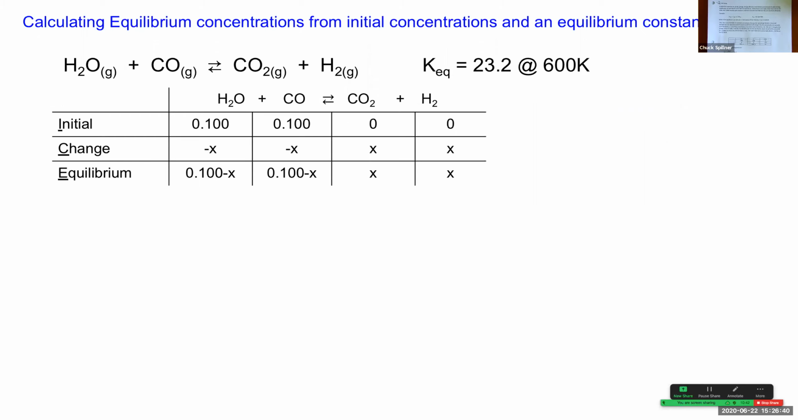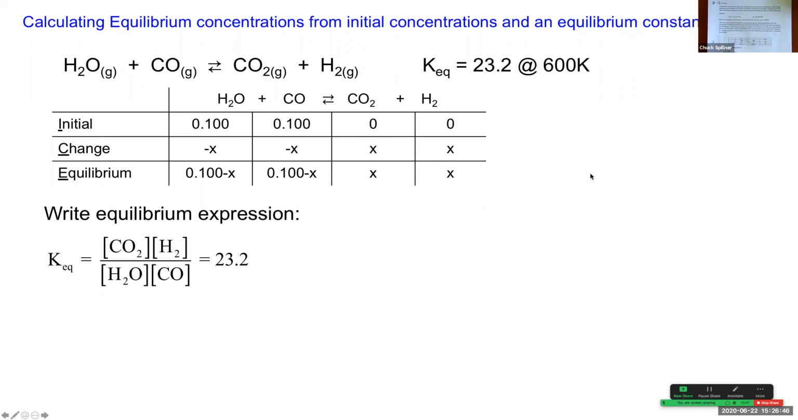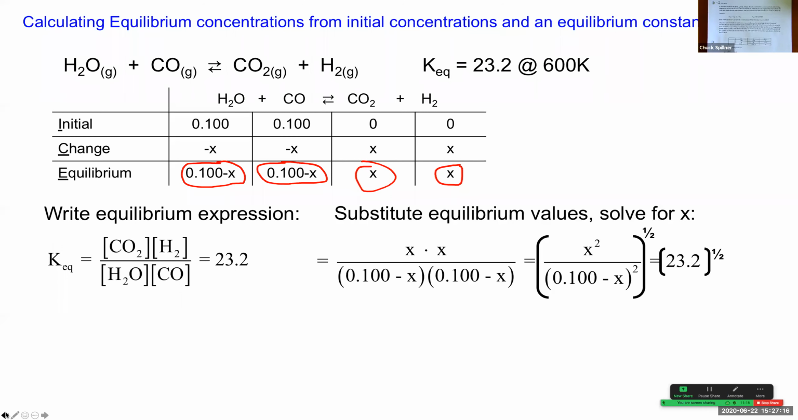Now we've got to plug it into our equilibrium constant expression. So we're going to write our equilibrium constant expression. And K is 23.2, so we've got that. So this is what it looks like. We're going to plug these values in from this last row where equilibrium is. So let me circle that. These are the ones we're going to be using right here in our equilibrium expression. So we're going to plug those in, and that's what it's going to look like.